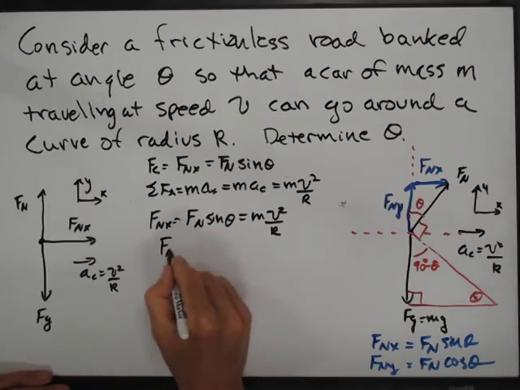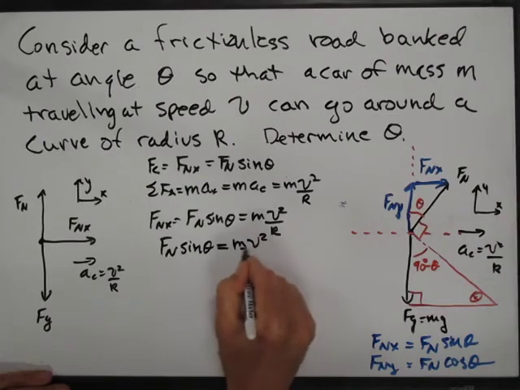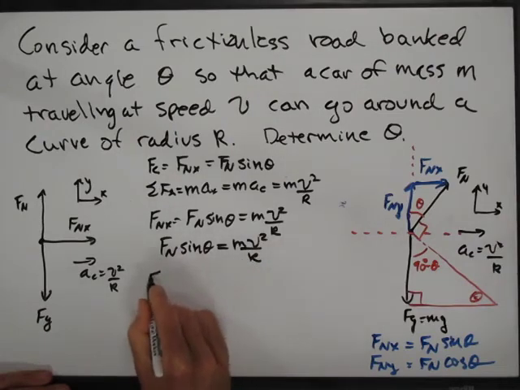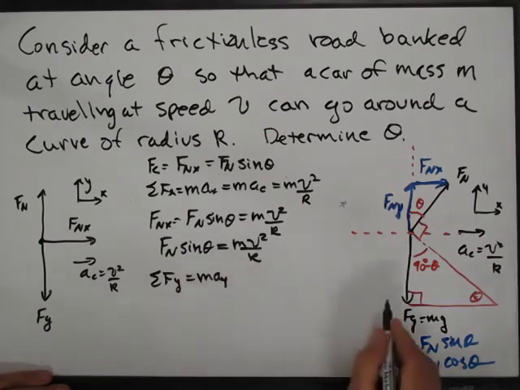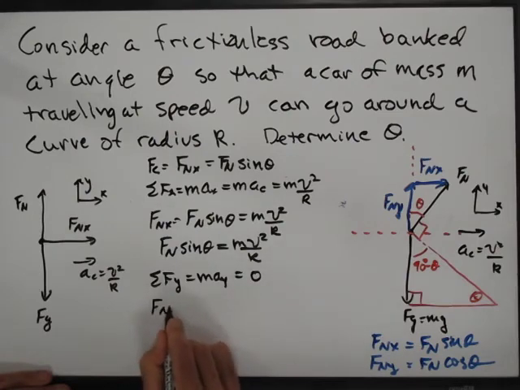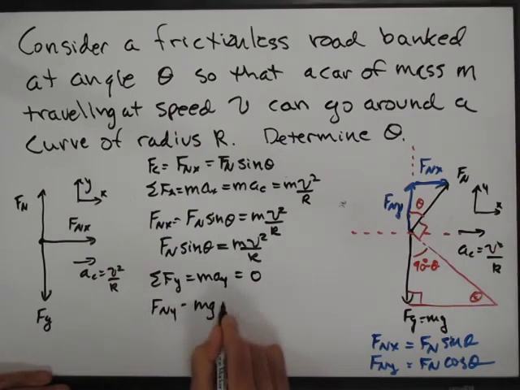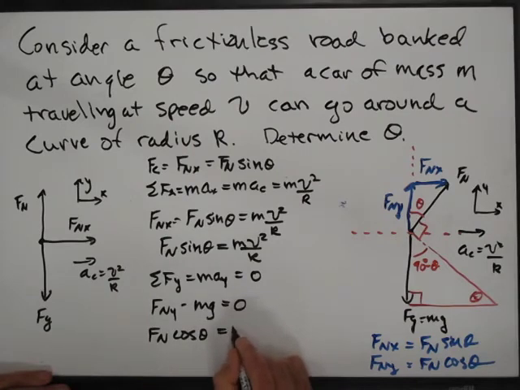This leaves me with Fn sine theta equal to m v squared over r, but I can use the sum of the forces in the y direction equals m a sub y. That's the acceleration up and down, which is equal to 0. So that says Fny minus mg equals 0, or Fn cosine theta is equal to mg, or Fn is equal to mg over cosine theta.